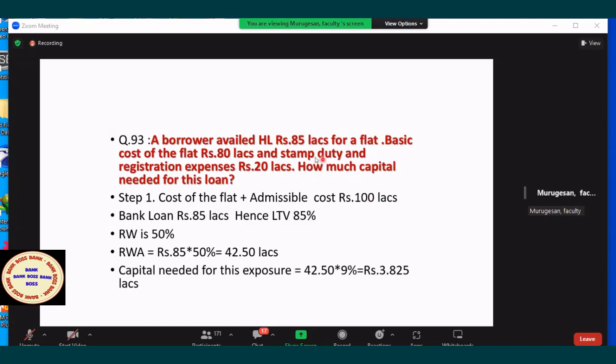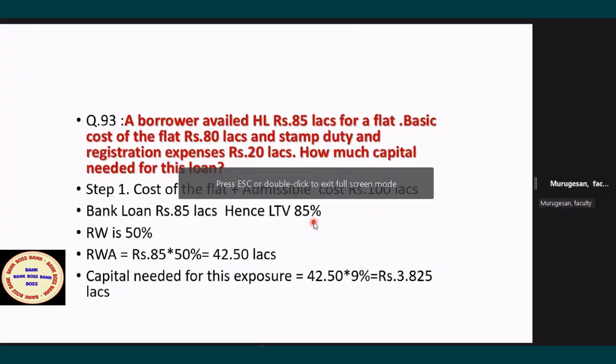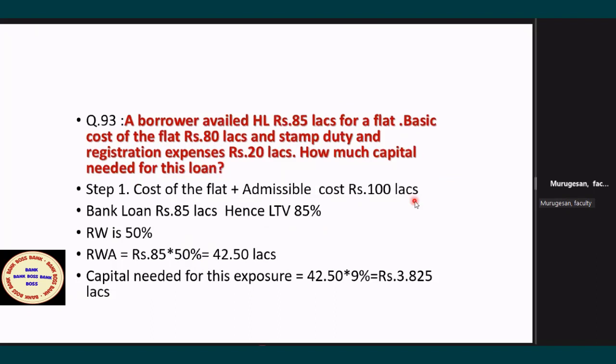Now the bank has decided to give 85 lakhs. So that means the LTV is 85%. Loan to value is 85%. Understood how to calculate LTV? First, find out the value of the house, including permissible items, and the loan sanctioned is 85, meaning 85% of the project we have funded. If the LTV is more than 80, the risk weight assigned will be 50%. If the LTV is not more than 80, it is 35%. Only two slabs are there.